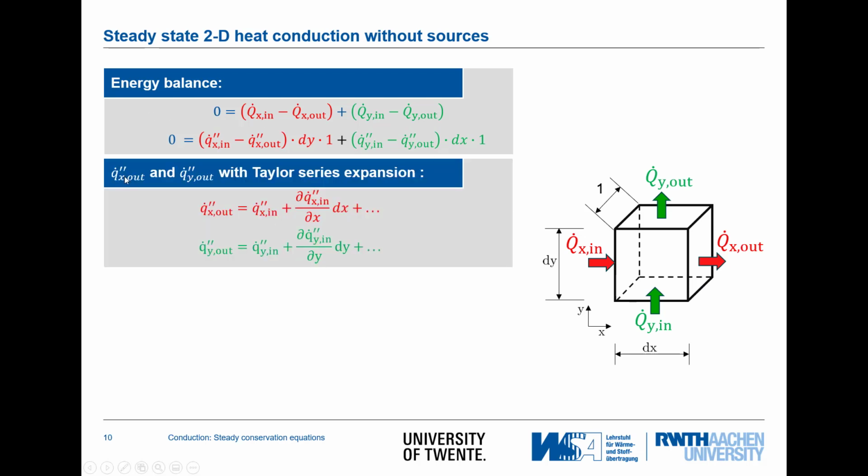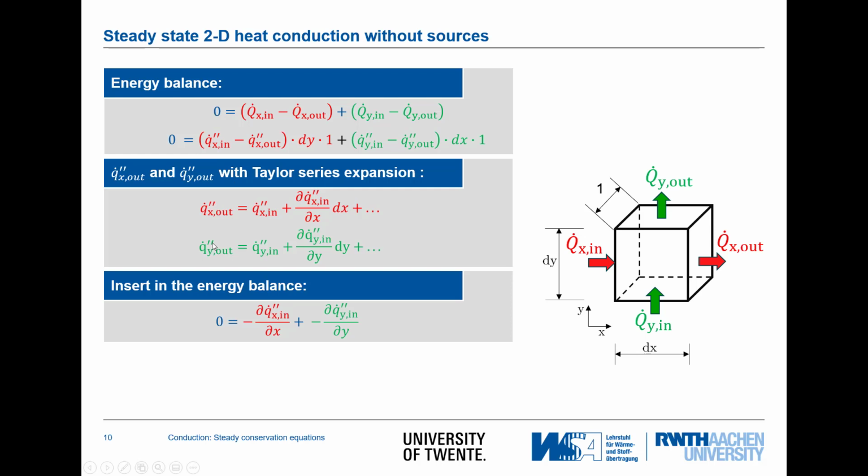Again, for the outgoing heat flux Qx out and Qy out, we need to assume a Taylor series expansion. We again use the first-order polynomial to describe this. It's exactly the same as we did already for the one-dimensional case. Now we can insert those parts in this equation. We know that from the one-dimensional case, this direct value Qx in will cancel out with the other Qx in. The only remaining term is the derivative of Qx in with respect to x times dx.